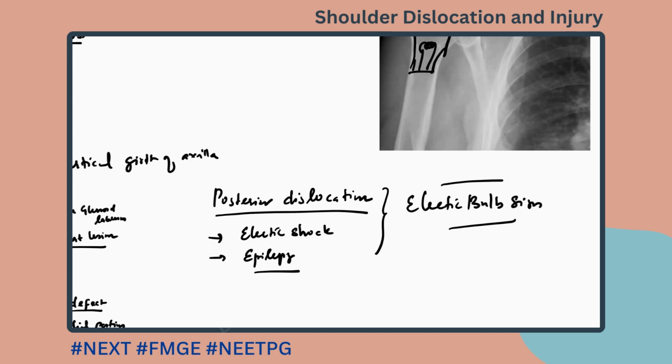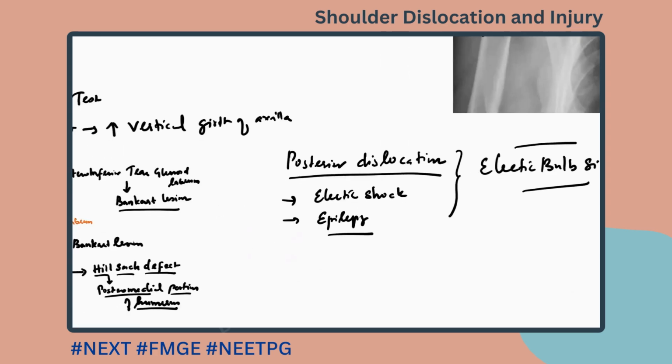Okay, fine. The last dislocation is inferior dislocation of shoulder, which is very, very rare. Though the shoulder joint is weak inferiorly, the shoulder joint does not dislocate inferiorly, which is very, very rare. Okay, clear? Fine. So this is about the shoulder joints.